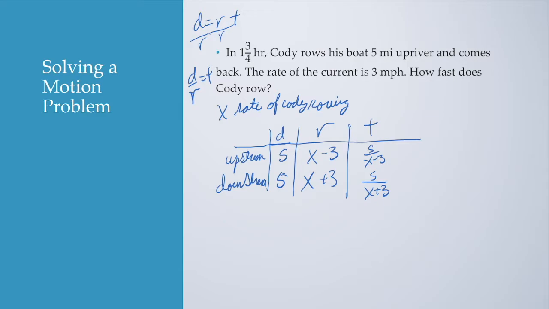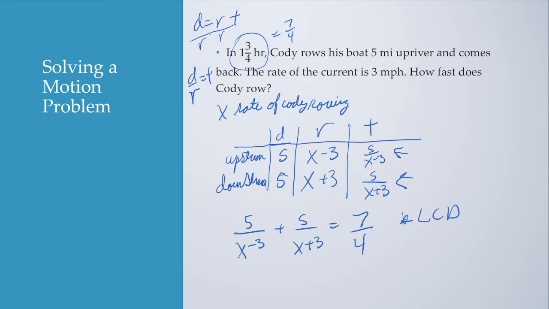So this is the time it takes him to go upstream, and this is the time it would take him to go downstream. Well, we know that total time adds up to 1 3/4 of an hour, which I'm going to rewrite as 7/4, because I don't like mixed fractions. So that means I know that 5 over x minus 3 plus 5 over x plus 3 gives us 7/4. Now, how am I going to solve this? The first thing I'm going to want to do is multiply by the LCD in order to get rid of all the denominators and have this not be a rational function anymore.